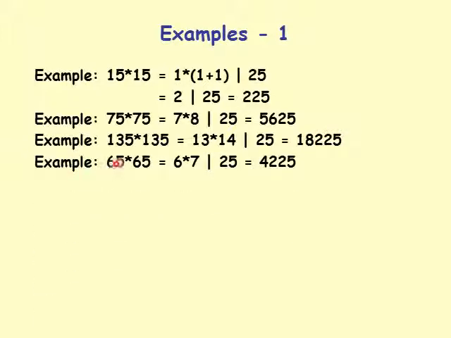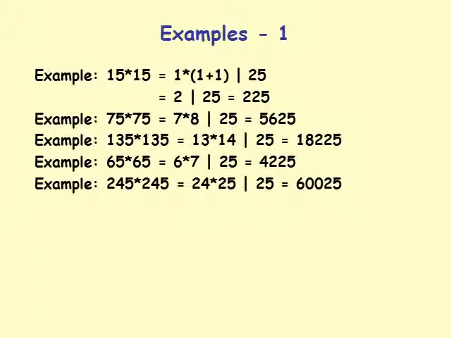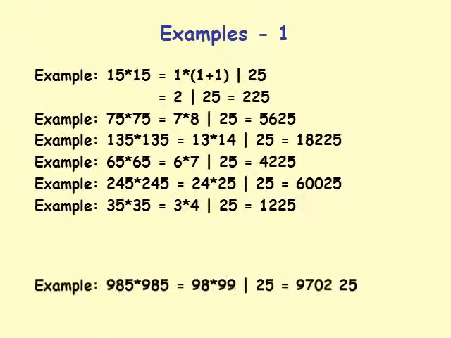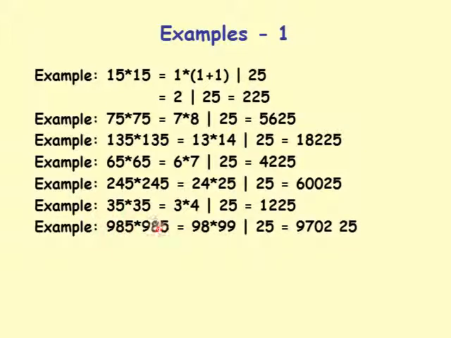Let's continue. 65 times 65. On the left, it is 6 times 7, as 7 is 1 more than the 1 before of 6, and so the answer is 4225. 245 times 245. 245 squared is, on the left, 24 times 25, on the right is 25. It's 60625. 35 times 35, 35 squared, on the left is 12, on the right is 25: 1225. 985 times 985. On the left is 98 times 99. On the right is 25.